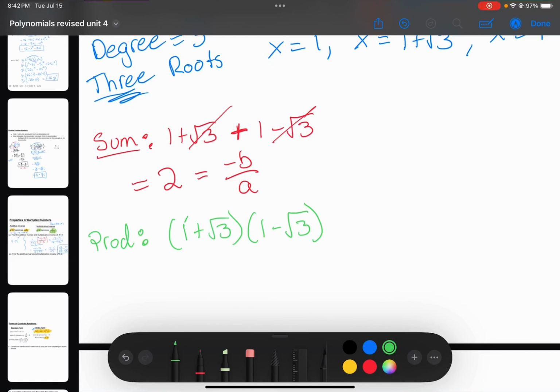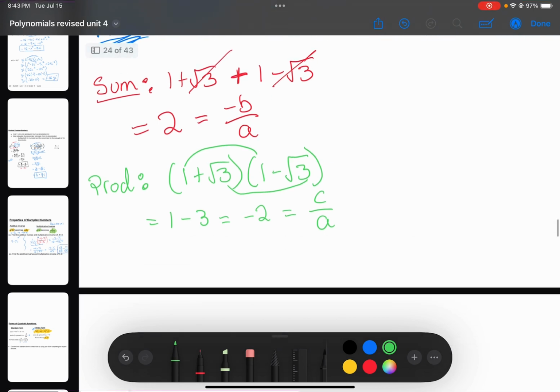Remember, with conjugates, we only have to multiply the first terms and the last terms together, so that would give us 1 minus root 3 times root 3, which is just 3. So 1 minus 3 would be -2. Okay, so now we're looking at our product formula, so that means -2 equals C over A.